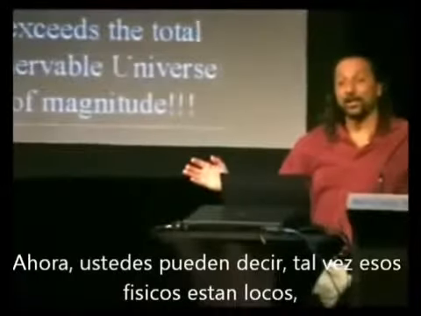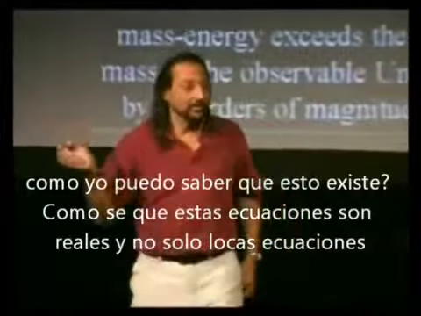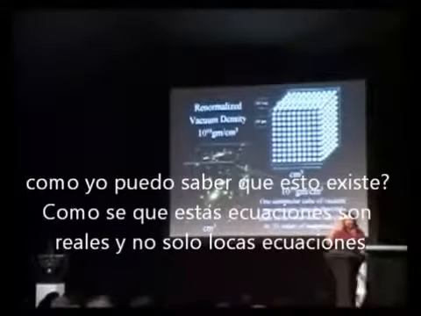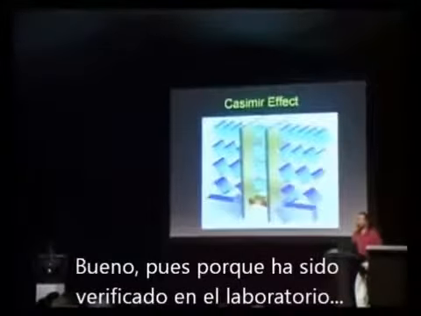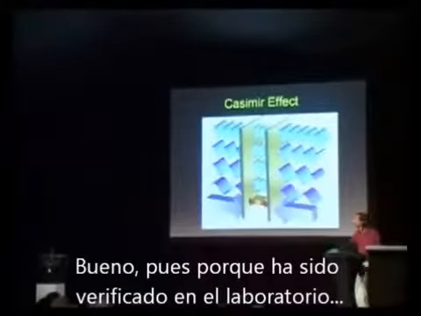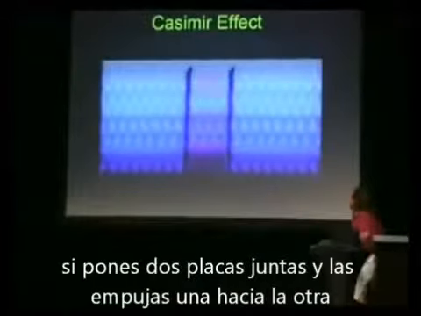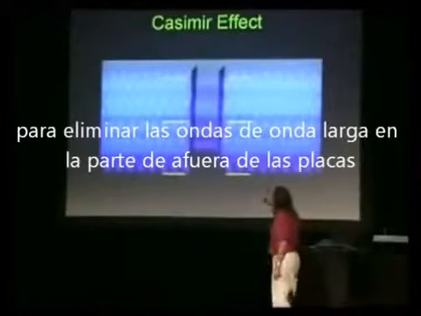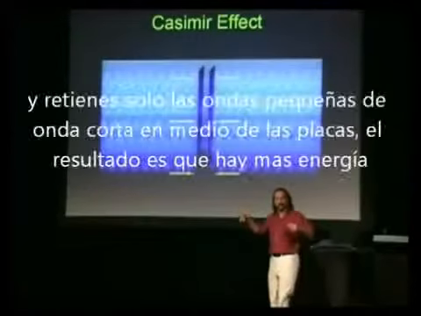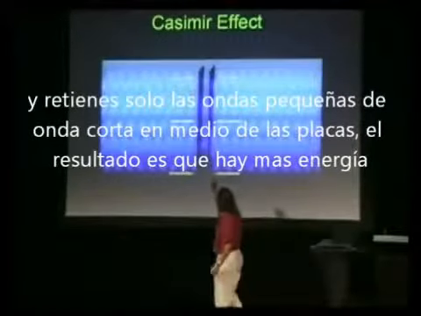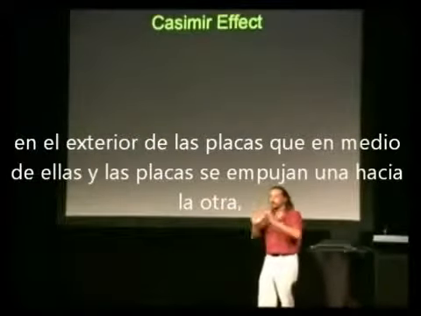Now you may say, maybe those physicists are insane. How do I know that this is really there? How do I know that these equations are not just crazy equations? Well, because it was verified in the laboratory. If you get two plates close enough together, you can eliminate the long wavelengths of the vacuum on the outside of the plates and retain only the small wavelengths in the middle of the plates. So the result is that there's more energy on the outside, less in the middle, so the plates should get pushed together.